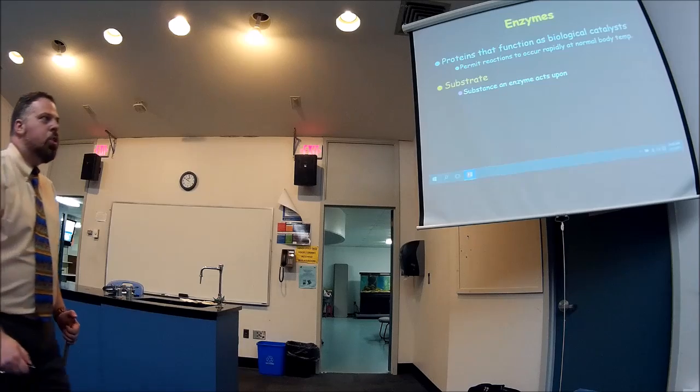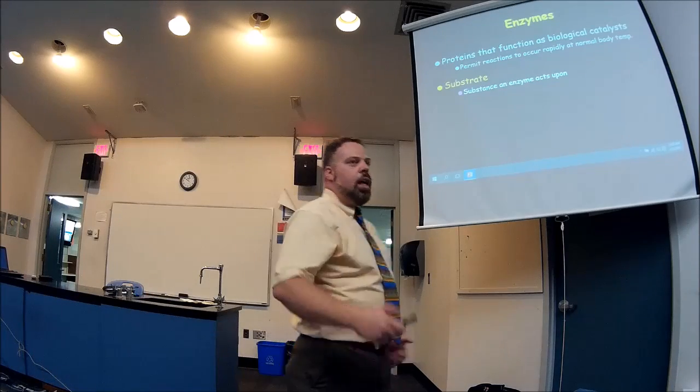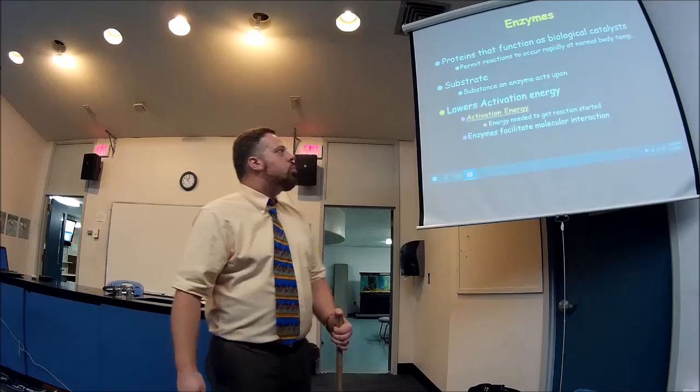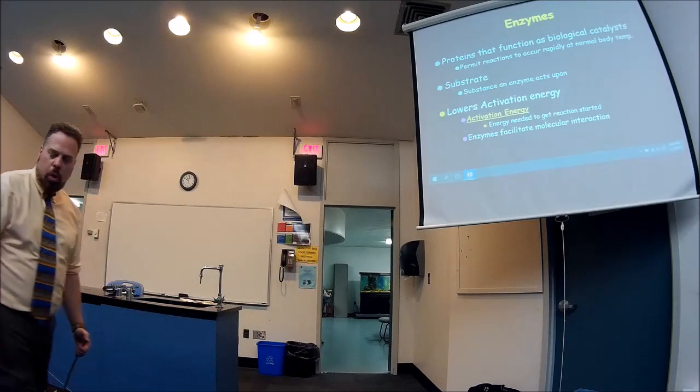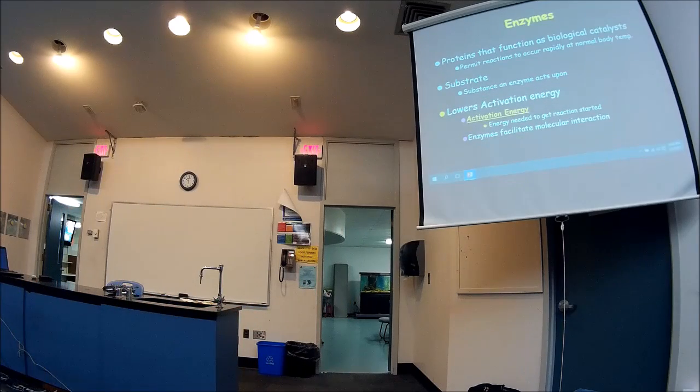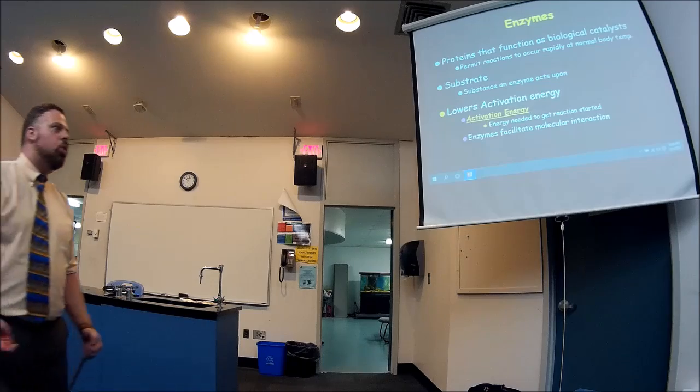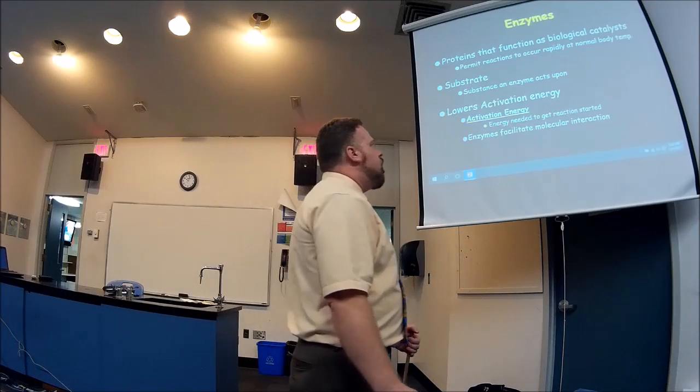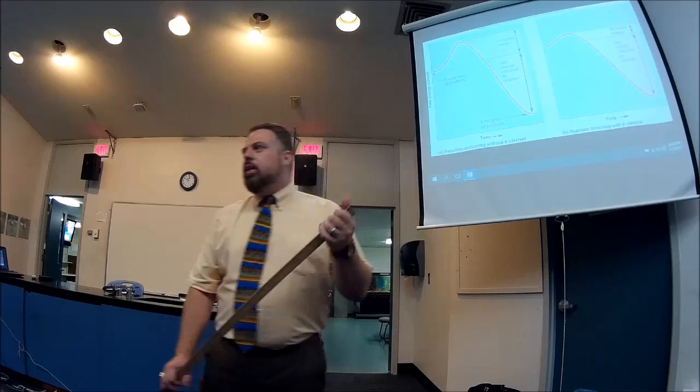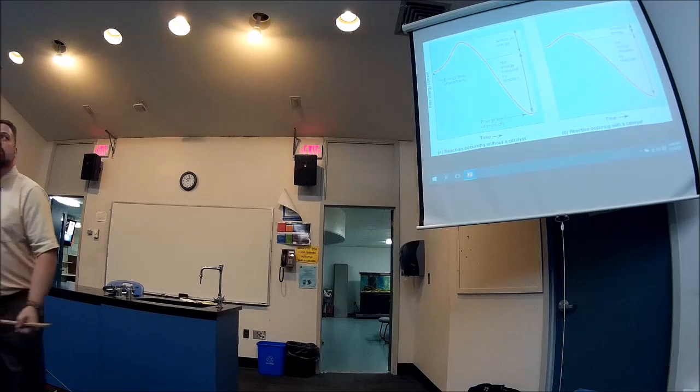So we have a substrate, which is the substance an enzyme actually attaches to. And it lowers, oh, we've got another energy thing here called activation energy. It lowers this activation energy so that it can get the ball started, okay? Let me explain to you what this is. It's very easy to understand what activation energy is.